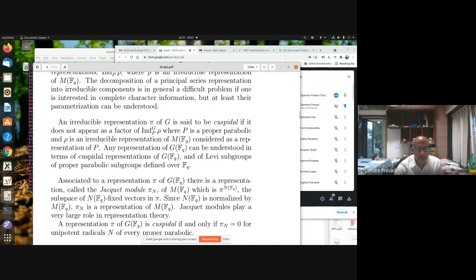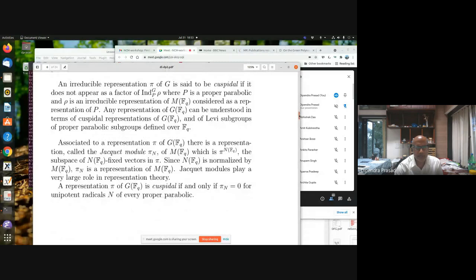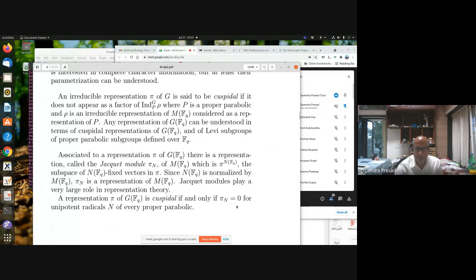Associated to a representation π of G(F_q), there is a representation called the Jacquet module π_N of M(F_q), the Levi subgroup, which is just the fixed points of N in π. And since N is normalized by M, π_N is a representation of M(F_q). These Jacquet modules are very important in representation theory. A representation is cuspidal if and only if all its Jacquet modules are zero. That is just Frobenius reciprocity.